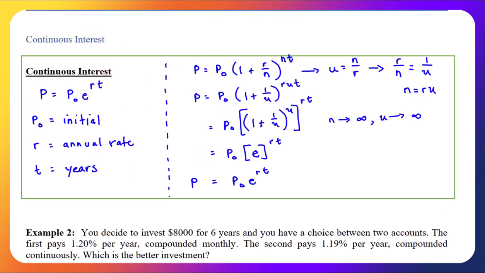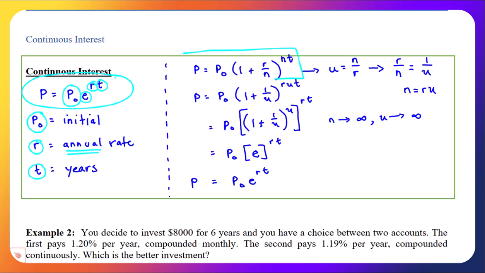So if you just want to learn a formula, the continuous interest rate is P sub 0 times E to the RT, where P sub 0 is the initial or beginning amount of money, E is the number we just talked about, R is the interest rate for the year, annual rate, and T again is the number of years. Okay? For those that care, here's how we came up with that formula.